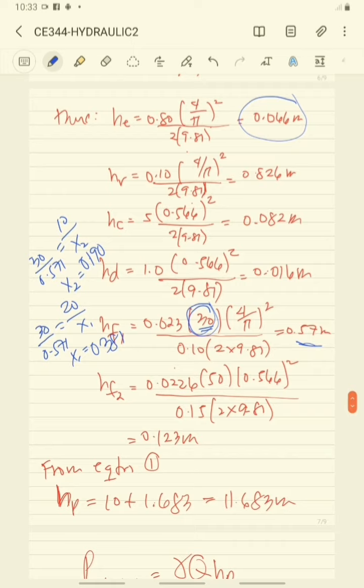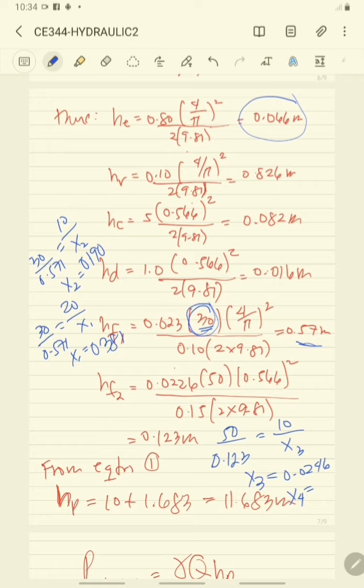So same also for the HF2. So maybe you can also have, when the pipe is 50, your head loss is 0.123. What will be the head loss if it is also 10? 10 times, we let this one as x3. So x3 is equal to 50. Okay, 10 times 0.123 divided by 50. So you have 0.0246. Then we have x4 again.